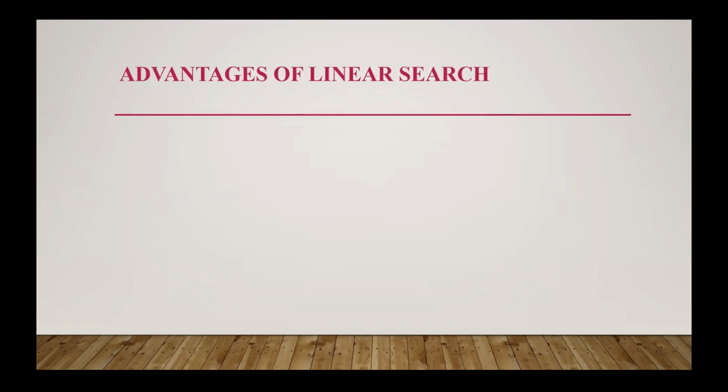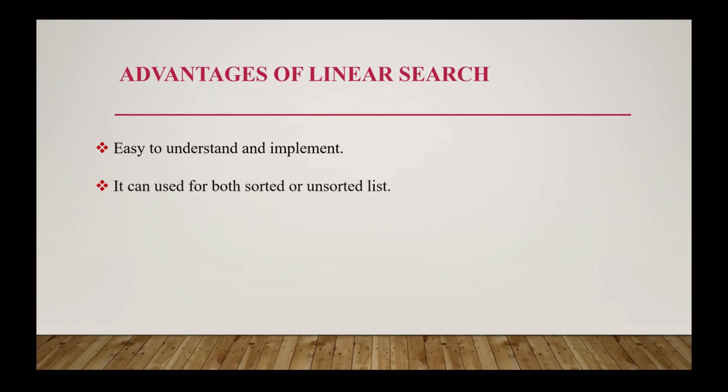Next, what are the advantages of linear search? It is very easy to understand and implement, because sequentially we traverse to the end of the list. It can be used for both sorted as well as unsorted data, because in linear search, or sequential search, it is immaterial whether the elements are sorted or not. In any order we can search and check whether the value is present.